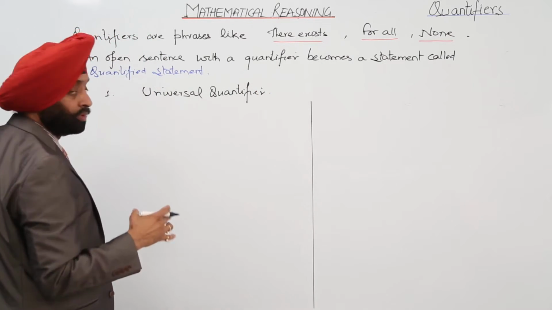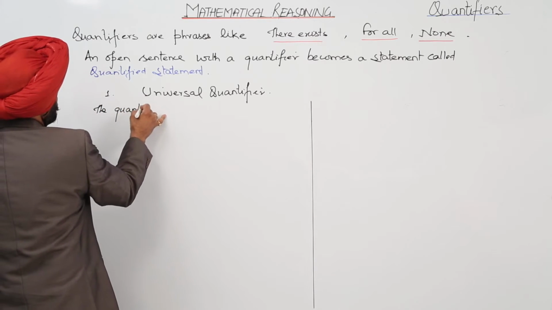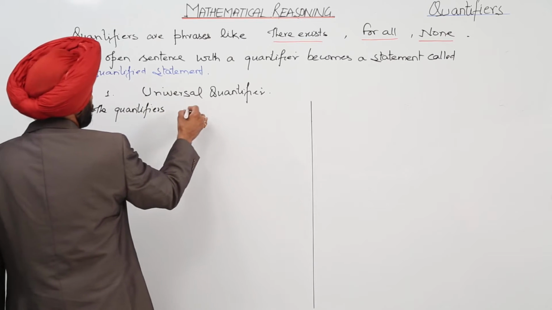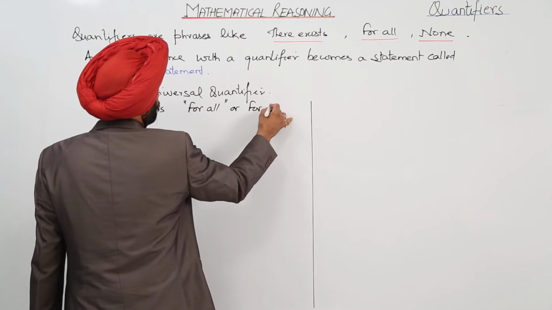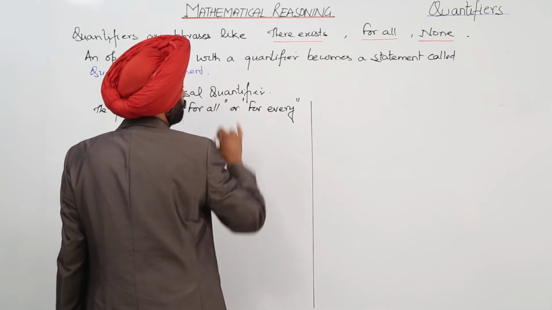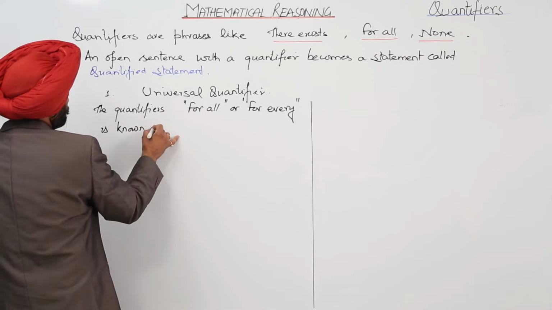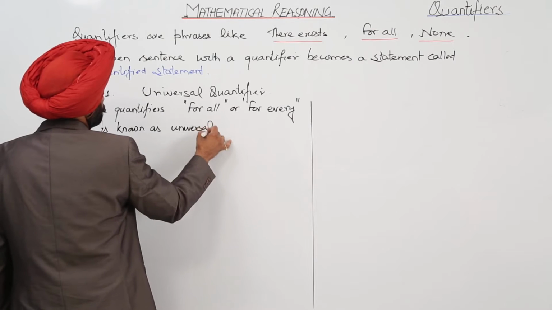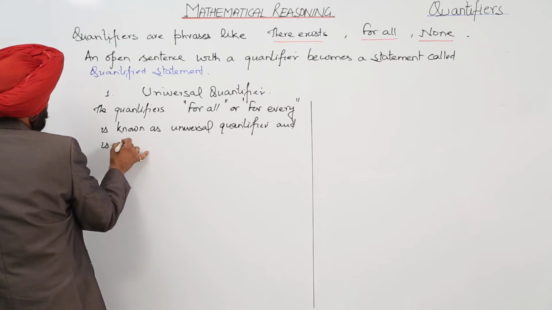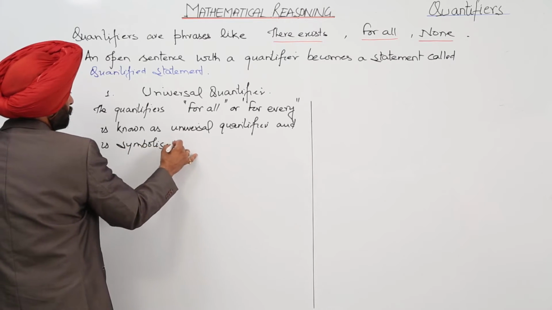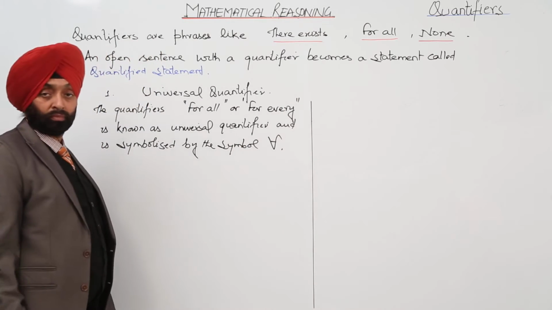In this, which phrases are we using? The quantifiers for all, or sometimes it is used for every, is known as the universal quantifier and is symbolized by this symbol.